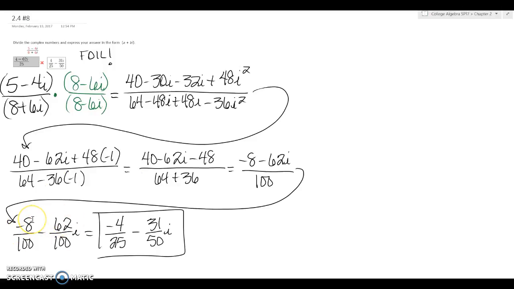I had to split it. Remember, I have to put it in a plus bi form, so I have to have it in two terms, not just one term. So I'm splitting it and then simplifying. So here is my simplified answer. Negative 4 over 25 minus 31 over 50i.